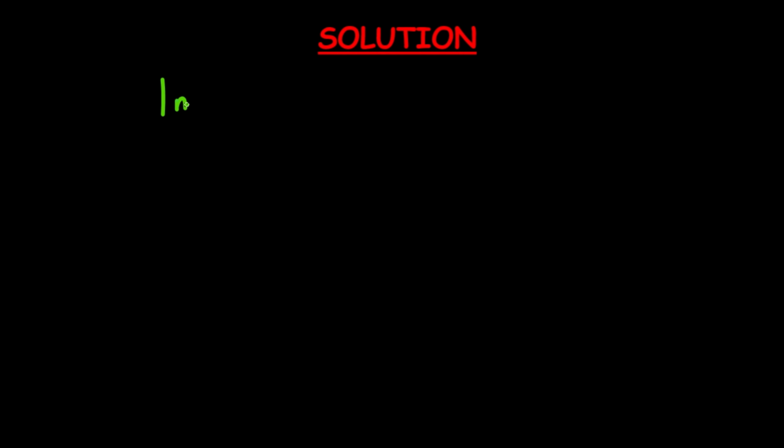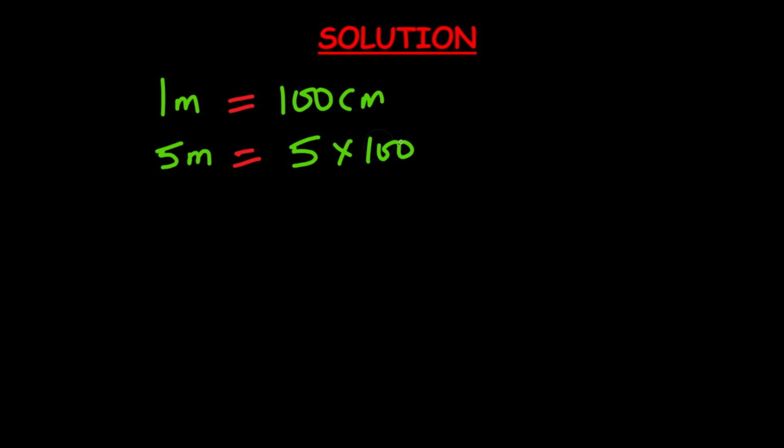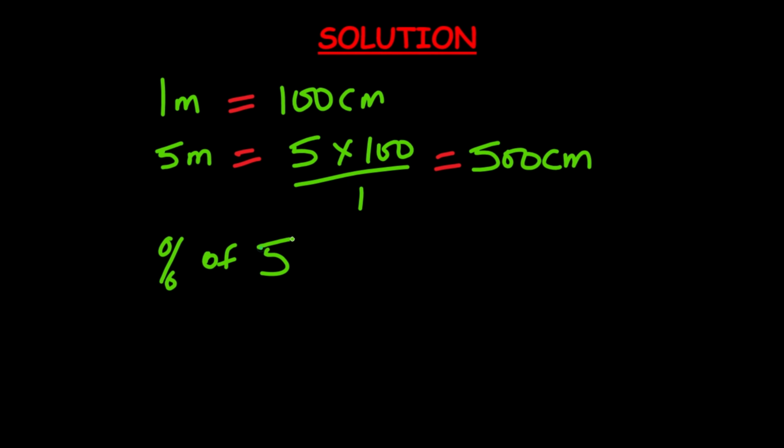Know that 1 meter equals 100 centimeters. Then, 5 meters is equal to 5 times 100, divided by 1, equals 500 centimeters. To find the percentage of 5 centimeters in 500 centimeters.